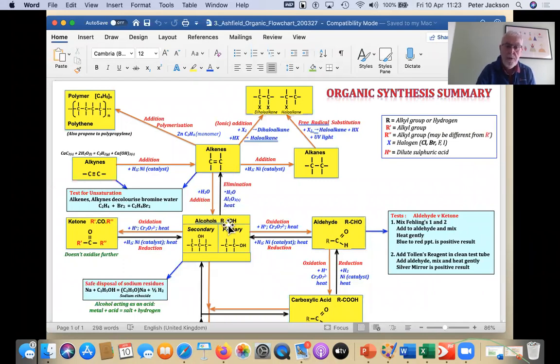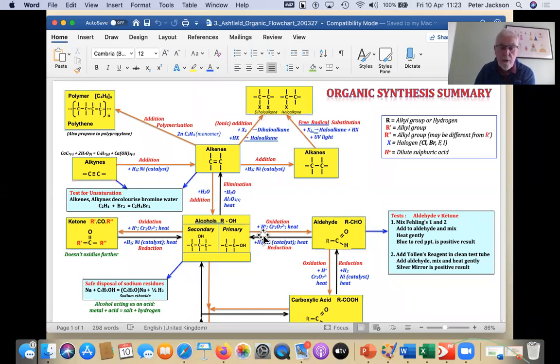Now we're going to talk about turning an alcohol, a primary alcohol, into an aldehyde. This is an oxidation reaction. That's the type of reaction it is. To do that, we need H+. H+ is what acids are. We'll see that a bit more again in a minute.